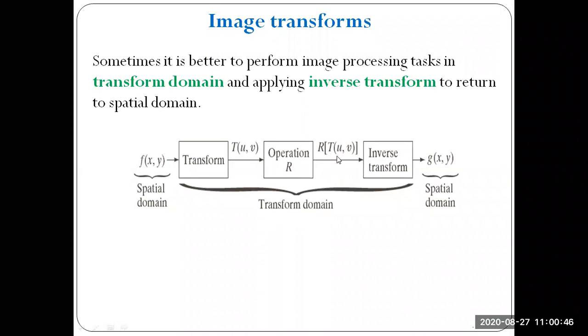After transforming and applying operations, you want to get back to the spatial domain. How do you get the spatial domain? By the inverse transform. So here f of x comma y is the spatial domain, g of x comma y is also the spatial domain, but in between these two the images are in the transform domain, which is nothing but the frequency domain. So input is spatial domain or time domain, and output is also spatial domain or time domain.